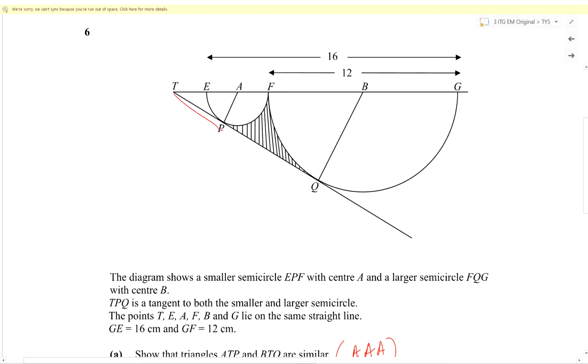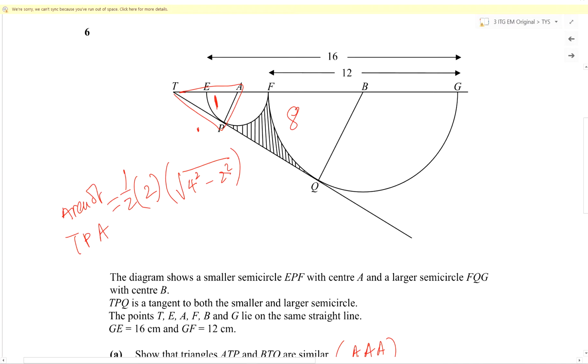Okay, so this area can be found by using half times PA, which is 2, times the value of TP. TP can be found by square root of TA squared, which is 4 squared, minus 2 squared. Okay, this is the area of TPA. Because we already found that this is 1 and this is 8, the area of PABC will be this one multiplied by 8.